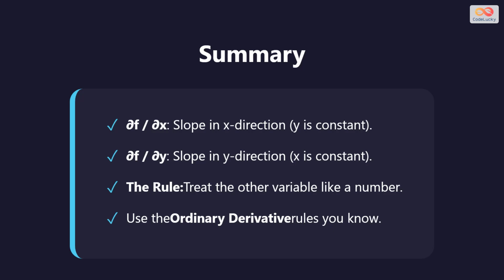To summarize, partial derivatives measure the slope in one specific direction while holding all other variables constant. The golden rule is simple. Treat the other variables exactly like numbers and use the standard derivative rules you already know. This is the key to mastering multivariable calculus.